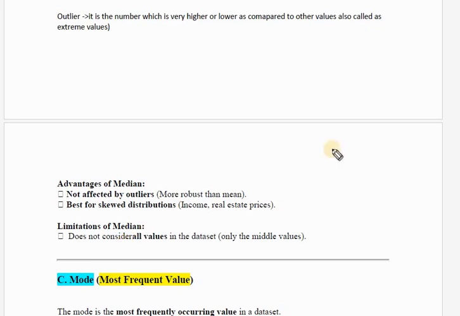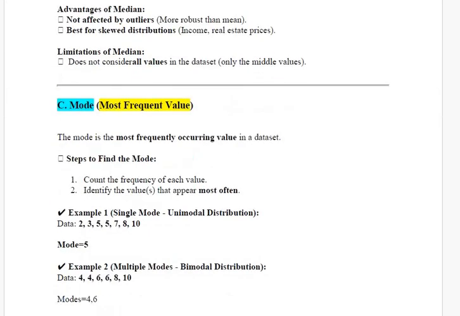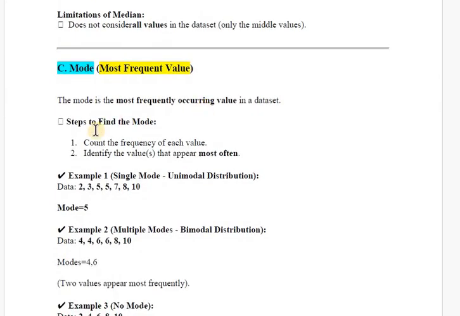Now moving on to the other type of central tendency, that is the mode. How do we apply the mode? Mode is the most frequently occurring value in the data set. For example, 2, 3, 5, 5, 7, 8, 10: the most occurring value is 5. In this data, the mode is 5.